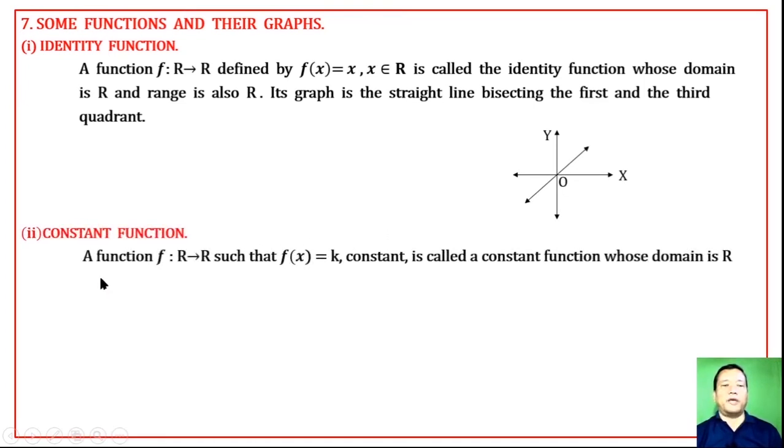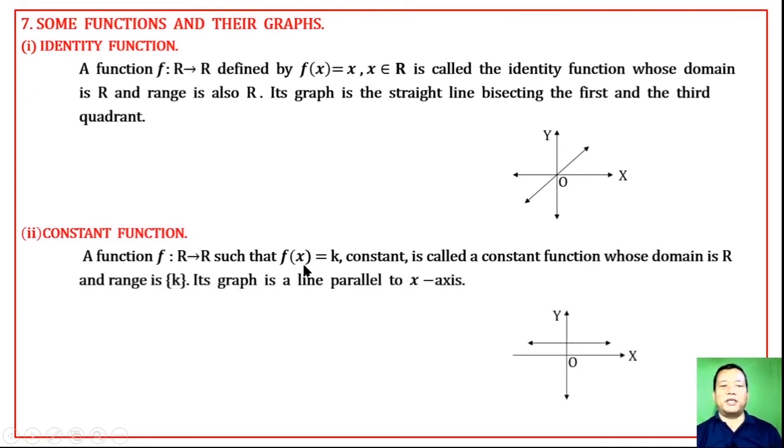Constant function. A function f from R to R such that f of x equal to k, where k is constant, is called a constant function whose domain is R. The x can take any real number and range is k, the singleton set consisting of k only.